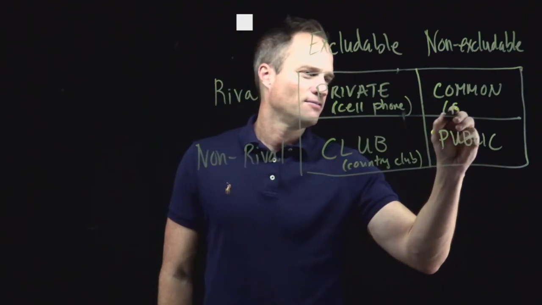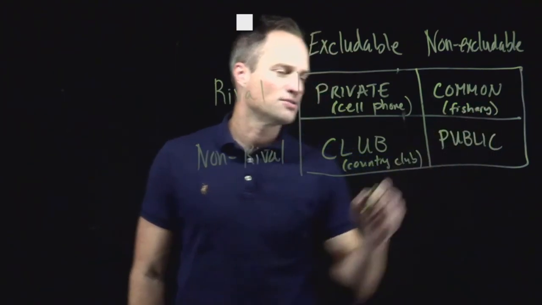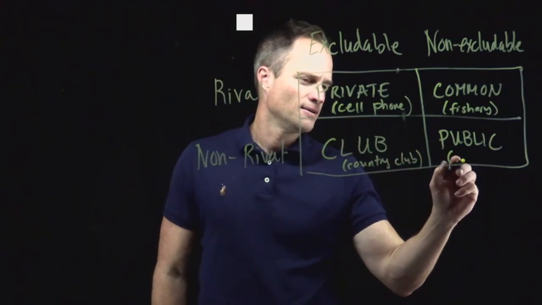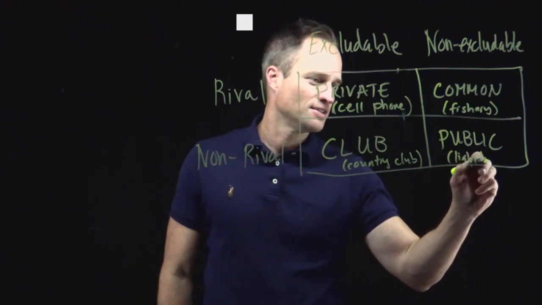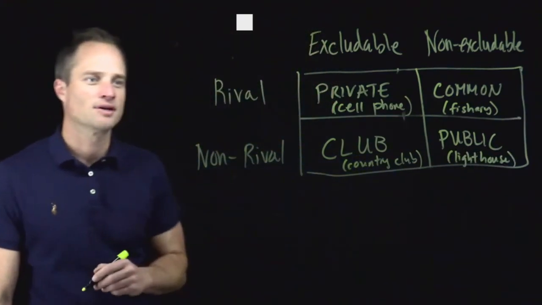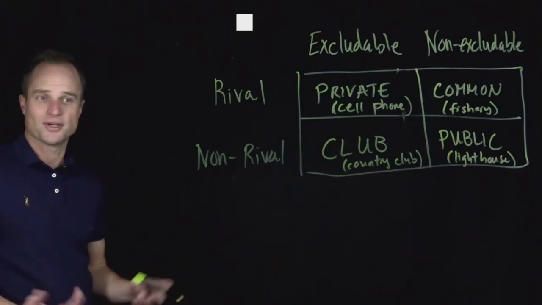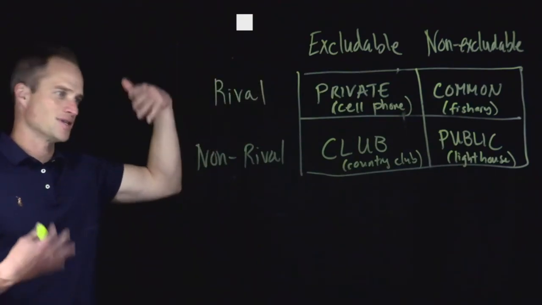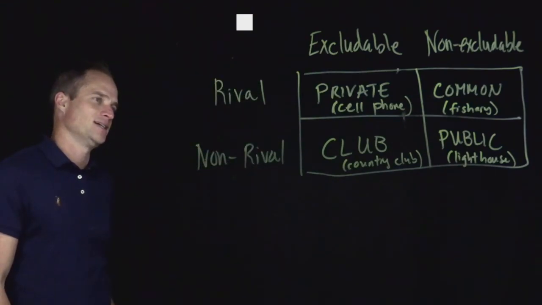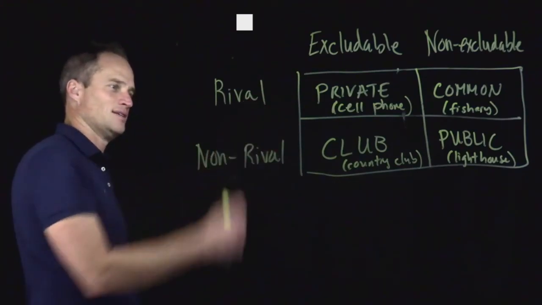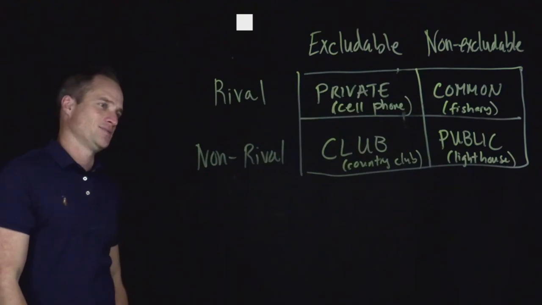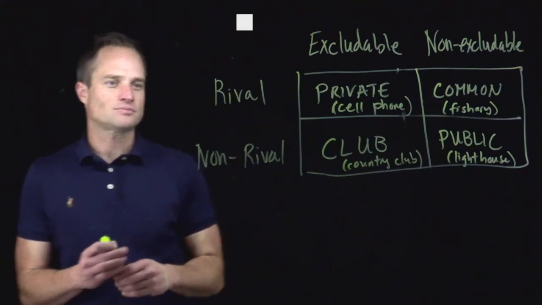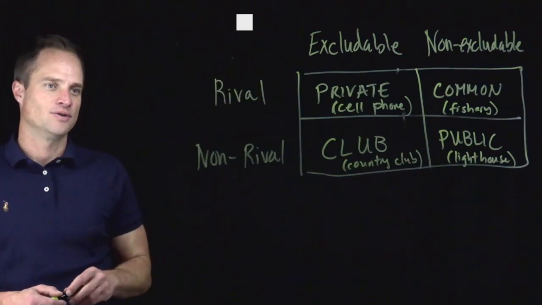This could be a fishery off the coast of Maine or the coast of North Carolina, and a lighthouse is often a good example of a public good. It's non-rival. If you're out at sea, you can see the lighthouse. It doesn't matter how many people are out at sea, they can all see the lighthouse. And so it's non-rival, and you don't have to pay or do anything to enjoy that good, so it's non-excludable. This is how we classify all goods and services.